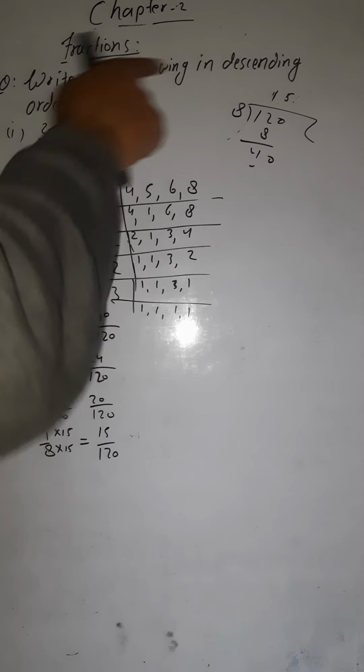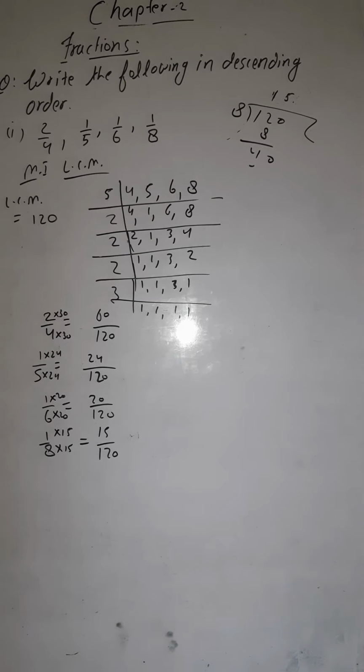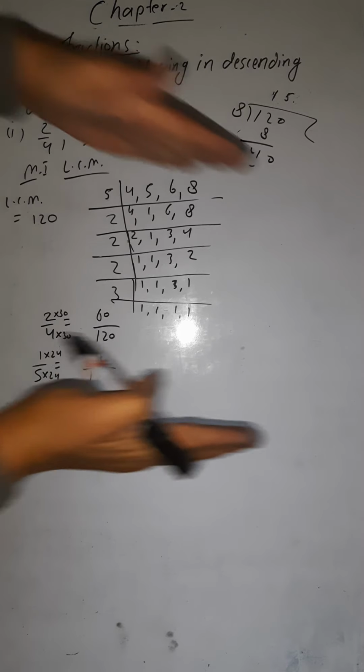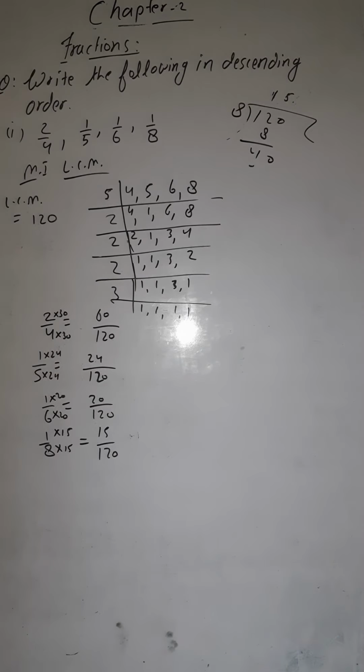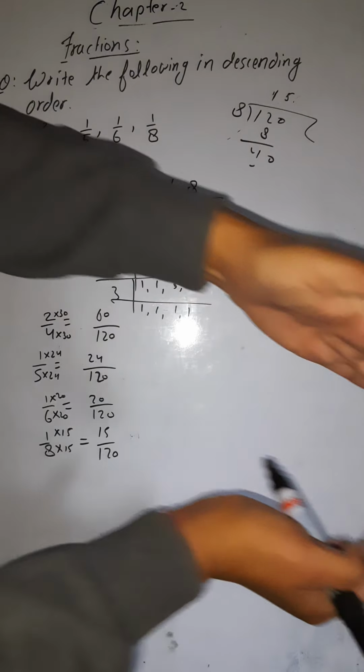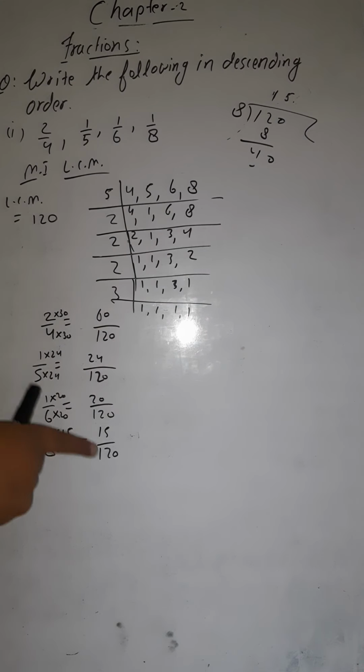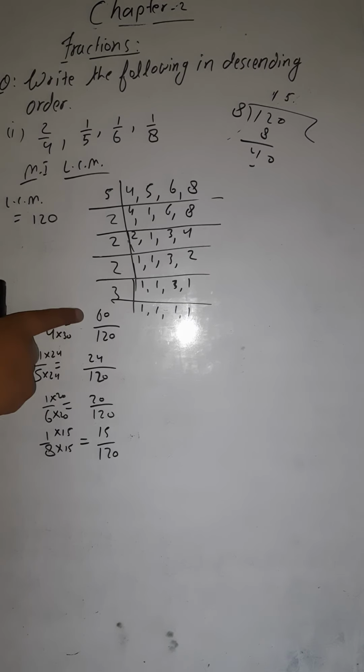Now I have to write these fractions in descending order. Descending means bigger to smaller. First you will have to write the biggest one, and at the last you will have to write the smallest one. So which is the biggest fraction here? Can you tell me? Yes, 15, 20, 24, 60. I think 60 is the biggest one. So this you have to write first.